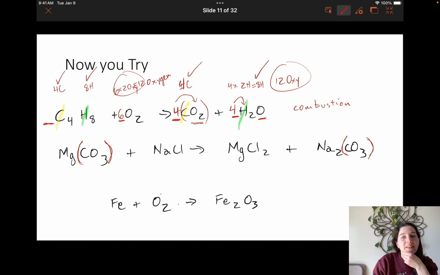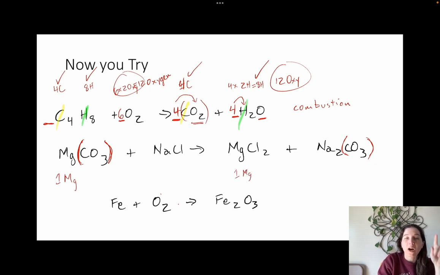Now let's take a look at balancing this. You want to make sure that you treat the carbonate as its own thing, and we're not going to split it up. So we've got magnesium. We've got 1 magnesium here. We've got 1 magnesium here. It's looking good. We've got 1 carbonate here. Still looking good. 1 carbonate here.